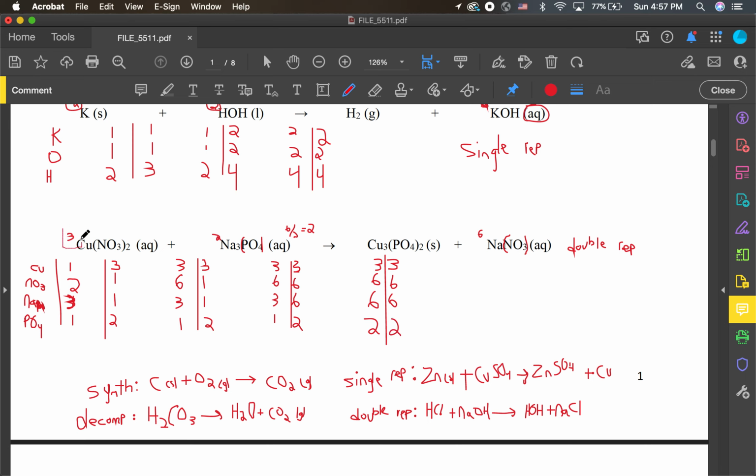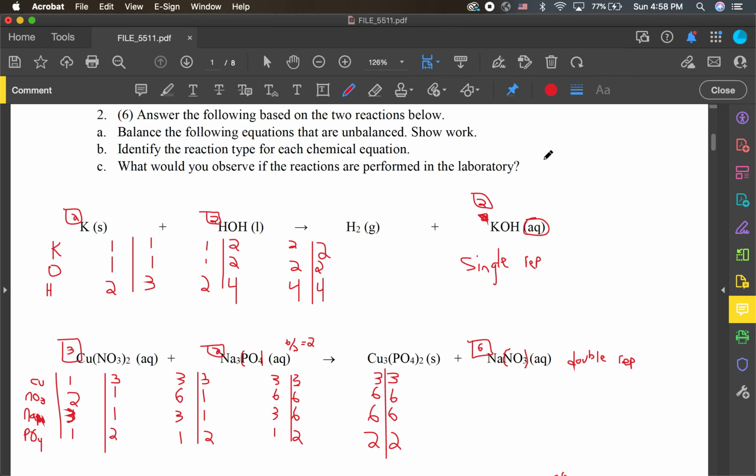So it's a 3 here, a 2 here, this stays 1, and a 6 here. So we do the quick check again. Does any number divide into 3, 2, and 6? No. 2 doesn't go into 3, so that means this is our most simplified answer here. It's a double replacement.